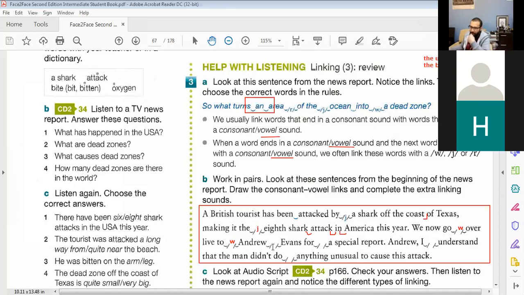To Andrew, what about here? Maybe R. To Andrew Evans, to Andrew Evans. Because we have an R here, and do you think it will be easy to use another R? To Andrew Evans, yeah. Can you think of another sound? Maybe, yeah. To Andrew what Evans. Whoa. Yes. It's a what sound.